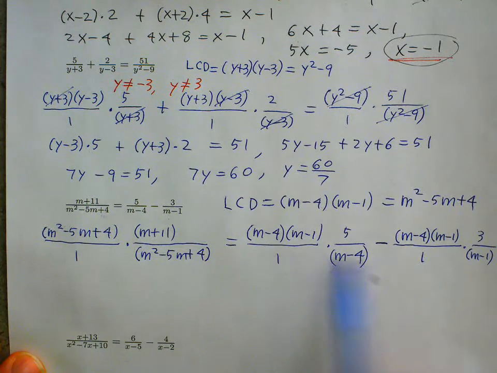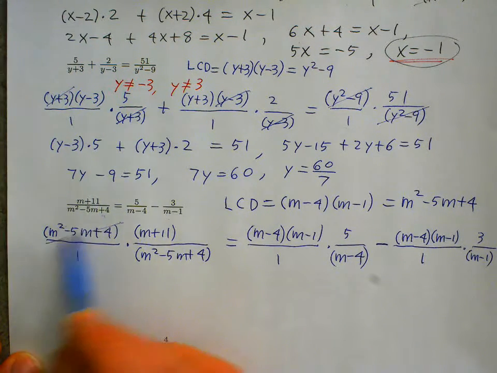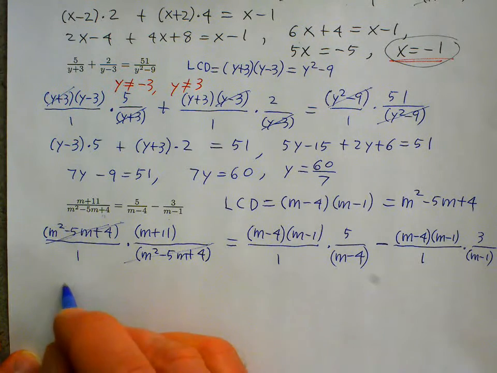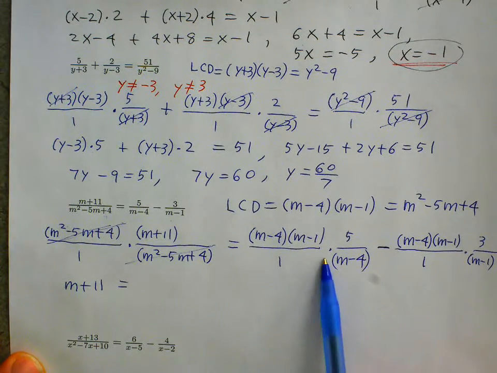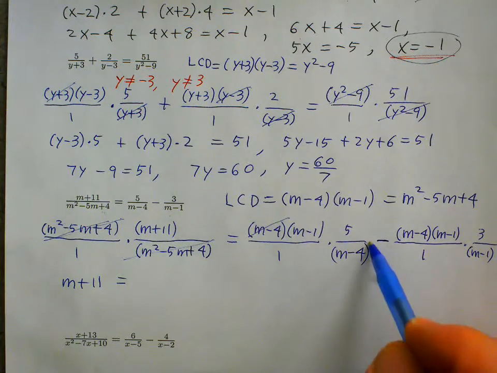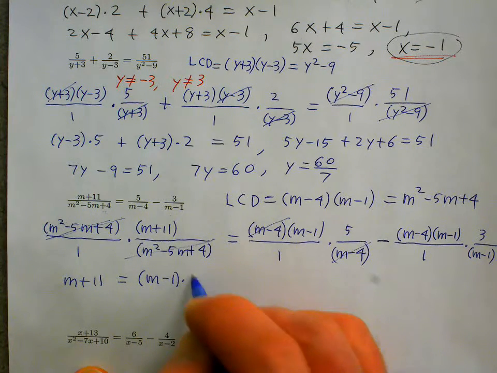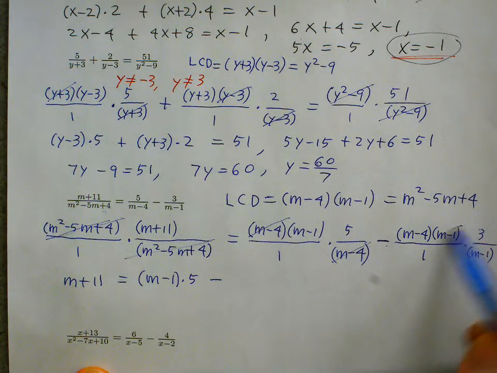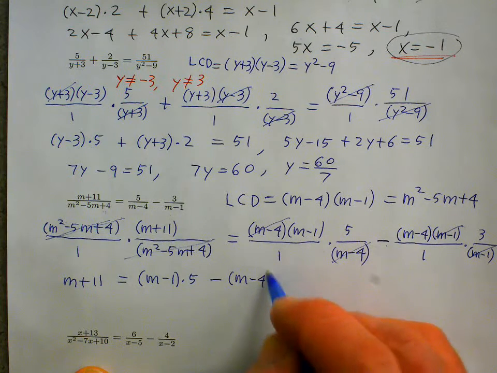Okay, in each of those products, we'll get a cancellation. On the left-hand side, m squared minus 5m plus 4 divided by m squared minus 5m plus 4 equals 1. So we're just left with m plus 11. The first product on the right-hand side, m minus 4 divided by m minus 4 cancels. So we're left with m minus 1 times 5. And then we're going to subtract this product. Here the m minus 1 factors cancel, and we have minus m minus 4 times 3.